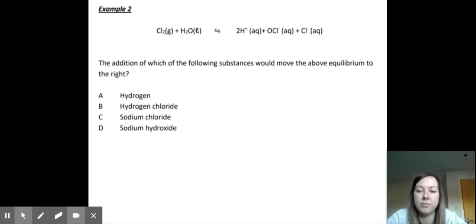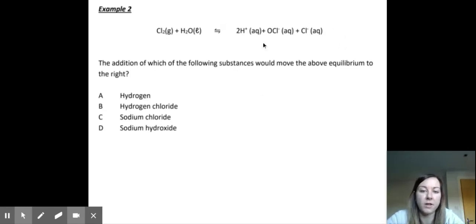If we add hydrogen, as a molecule that is H2 gas, that's not going to interact or have any effect on anything in this solution. So we can just write off A. Hydrogen chloride, or HCl, if dissolved in water, is going to add some hydrogen ions into the mixture.